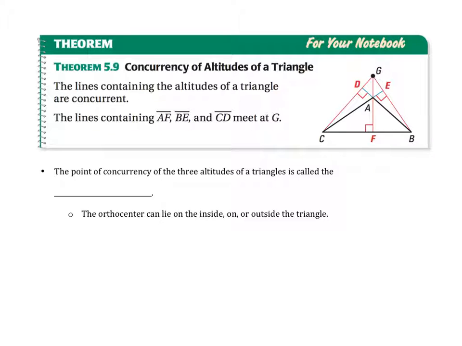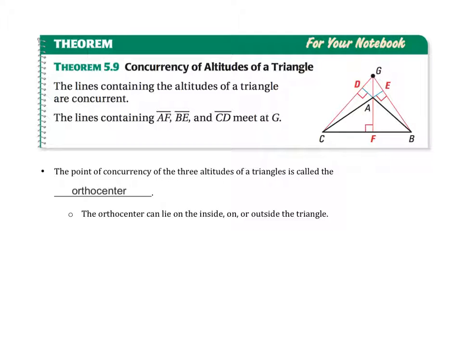So the concurrency of the altitudes of a triangle states the lines containing the altitudes of a triangle are concurrent. All this is stating is that when you draw the altitudes of a triangle, no matter if it's acute, obtuse, or right, those three altitudes should meet in a point of concurrency. That point of concurrency of the three altitudes of a triangle is called the orthocenter. And as we saw in the last slide, the orthocenter can either lie on the inside, on, or outside the triangle, depending on if it is acute, right, or obtuse.